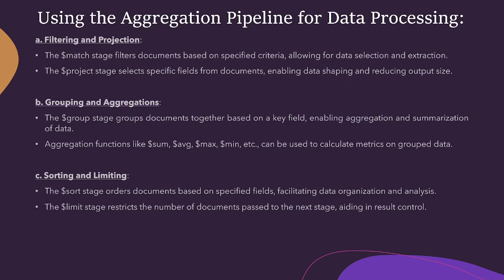The $project stage selects specific fields from documents, enabling data shaping and reducing output size. So project is for transformation. It picks specified fields, and it transforms the data. So it reduces it to slightly what the value that you are required to see. I think once I'm able to do a practical demonstration, you'll be able to understand what I mean by selecting specified fields and enabling data shaping.